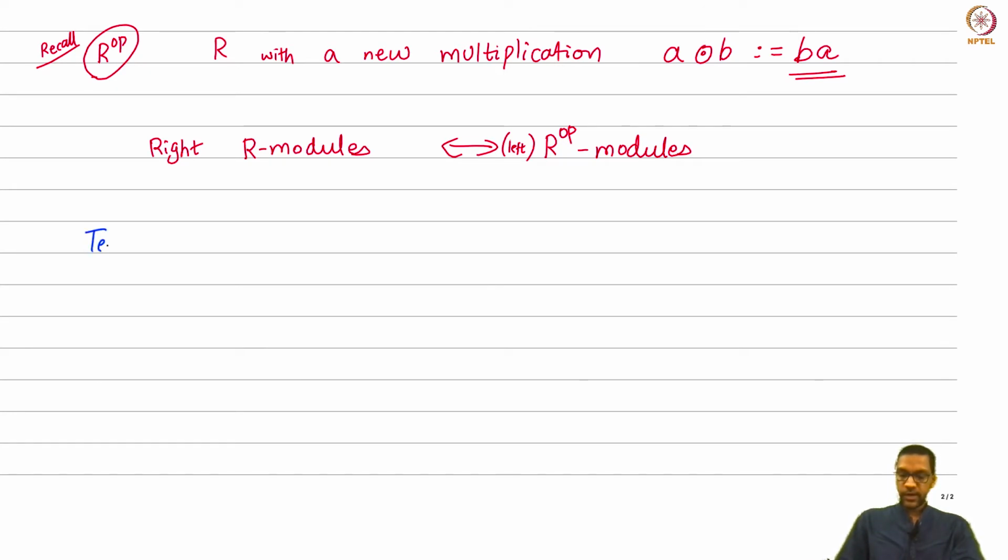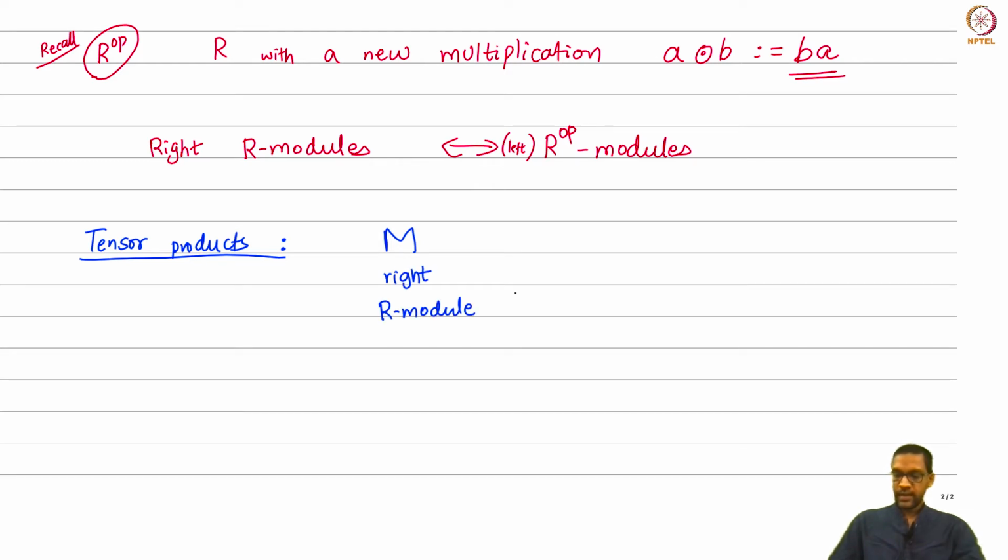Now let's define tensor products for R modules. It turns out that to define the tensor product for R modules, what you need is a right R module M and a left R module N. Given this pair, we can define their tensor product, which we will denote M tensor N over the ring R.